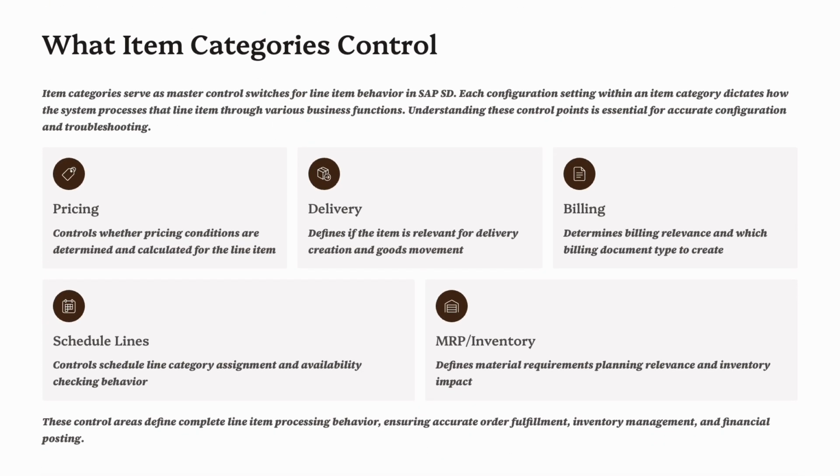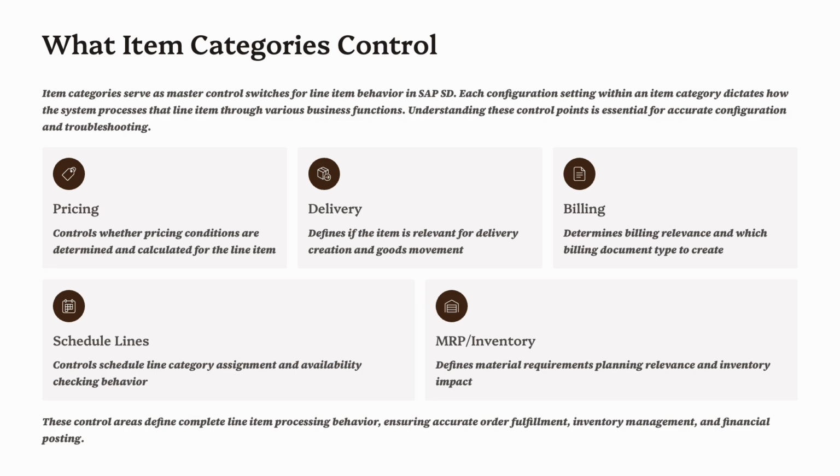Part 2. Now let's break down exactly what an item category controls inside SAP SD. This is where most consultants finally understand how a sales order really behaves. An item category is not just a label, it controls the core functional logic of an item. Here are the most important settings you will work with in real projects.